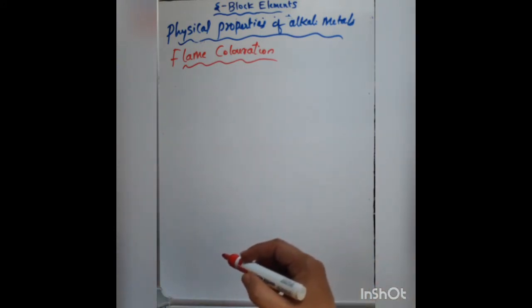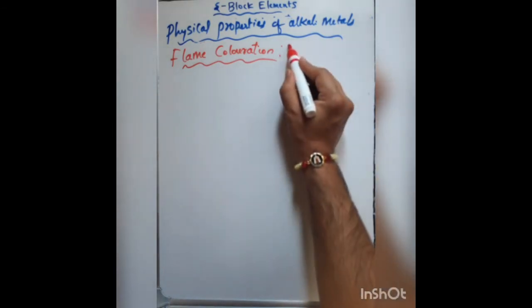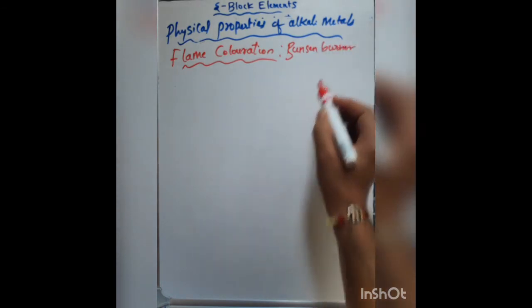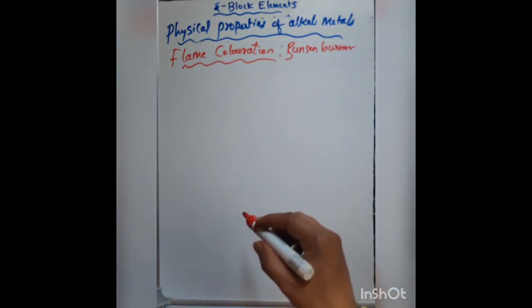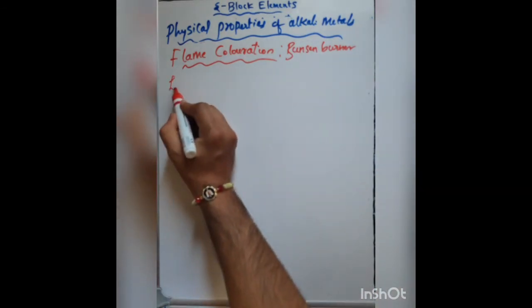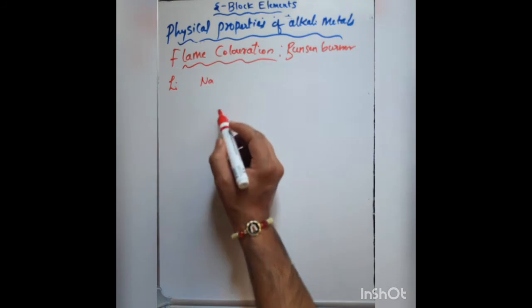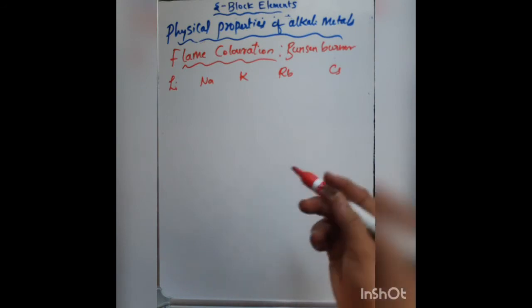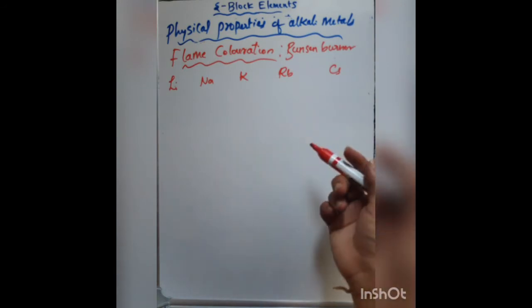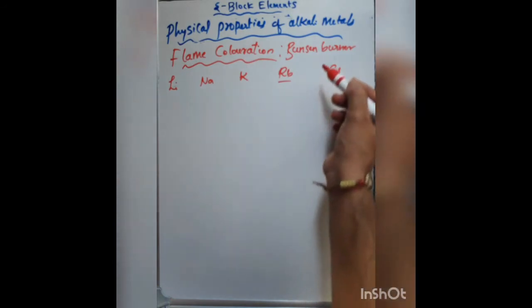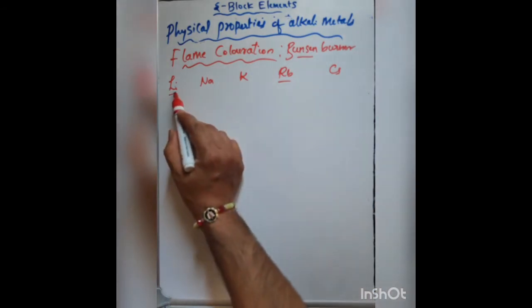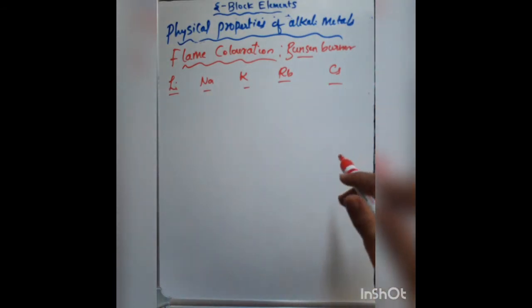When you come to the chemistry lab, there will be a burner called a Bunsen burner. What we need to do is take lithium, or sodium, or potassium, or rubidium, or cesium on a spatula and put that on the Bunsen burner flame. When we put that, each and every cation will give a different color.